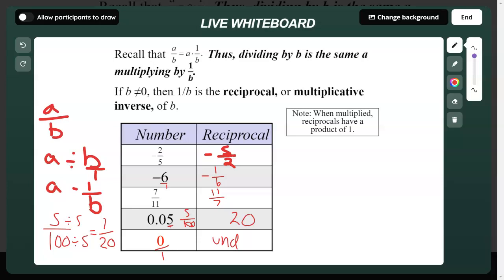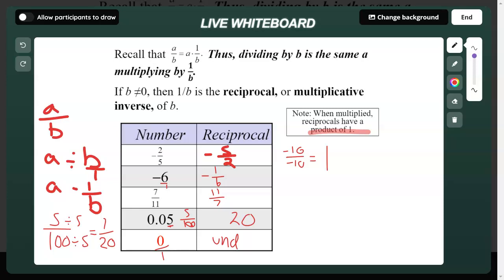And we can always verify that numbers are reciprocals because their product is always 1. The product is always 1, which is, again, why the sign has to stay the same. If I take negative 2/5 times negative 5/2, I get negative 10 over negative 10, which is 1. Okay? So reciprocals have to multiply together to equal 1. If they don't, then they're not reciprocals.